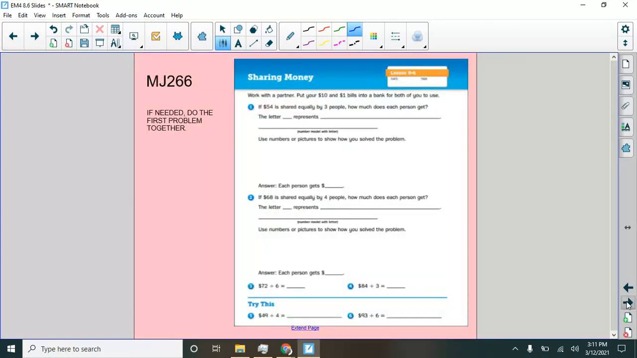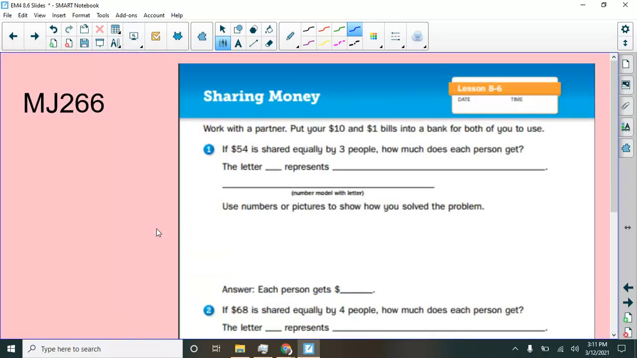I would like for you, this says if needed, do the first problem together. We are definitely doing the first problem together. So I want you to open up to Math Journal page 266. And now I don't have dollar bills that I can send you, but we are instead going to be drawing some pictures here. Now, if you really wanted to, could you cut out some rectangles and label them as 1s and 10s? You certainly could, right?